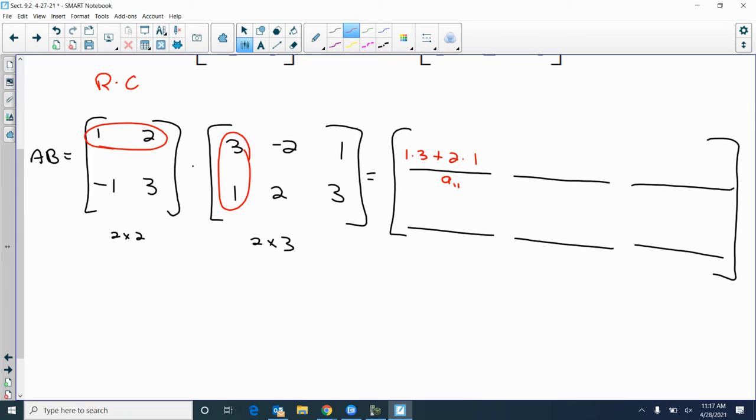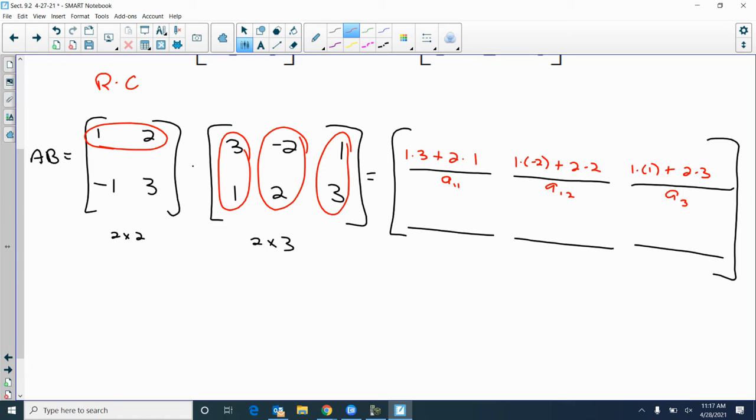So if I want this spot here, this is A12, it's first row, second column. You're going to multiply the first row times the second column. So you're just going to keep sliding down the columns. 1 times -2 plus, you always add, and then 2 times 2. Okay, for that. And then A13, first row, third column. So you're going to multiply that first row, column by column by column. 1 times 1 plus 2 times 3 for that.